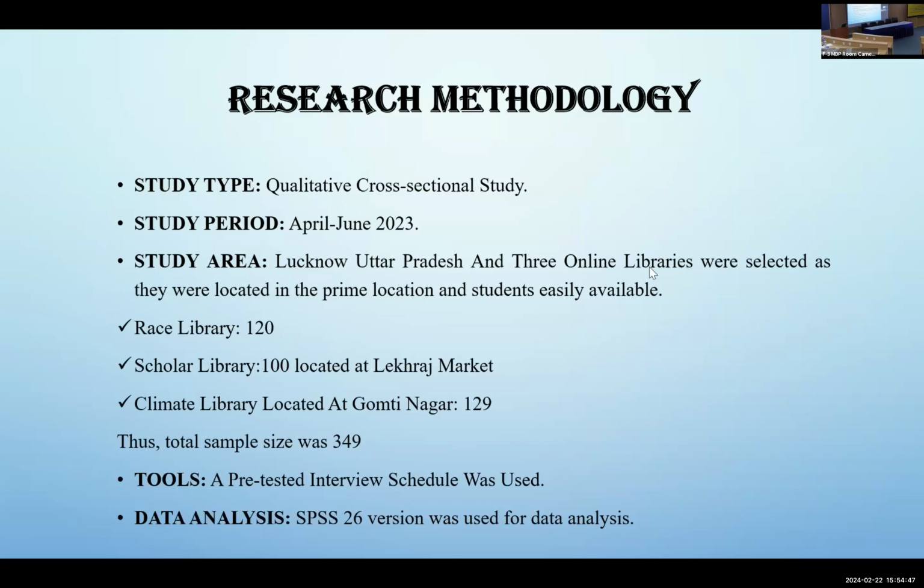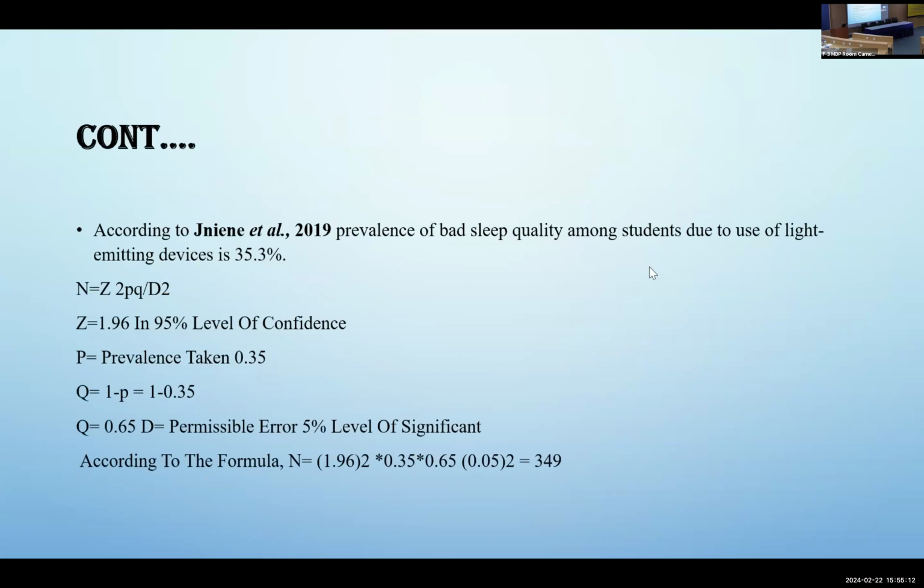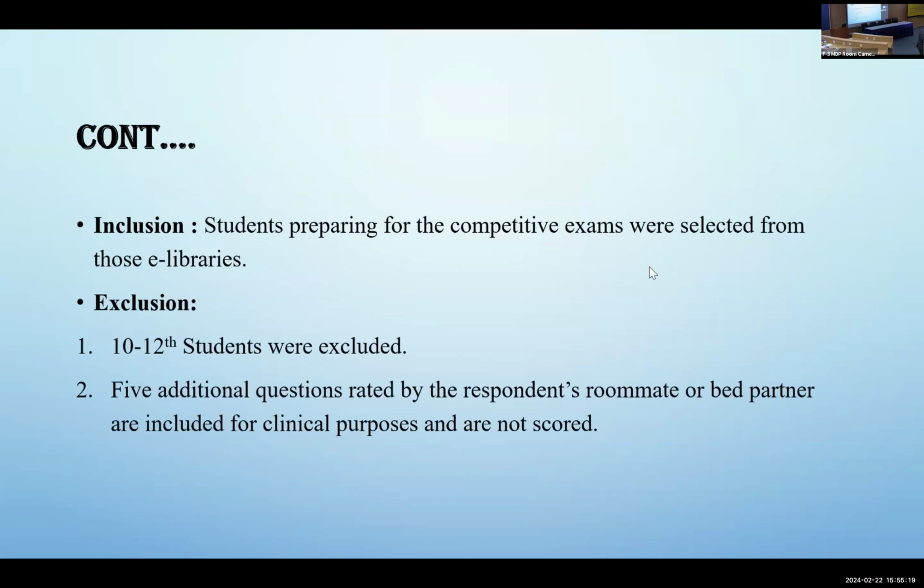The study area was Lucknow, Uttar Pradesh, and 3 online libraries were considered. Those were located in prime locations, and that was the reason they were selected, because most of the students were approaching them, and they had a brand name over there. These were the three libraries: Race Library, Scholar Library, and Climate Library. The number of respondents was calculated on the basis of the prevalence given by Jenny et al. The total sample size was 349.